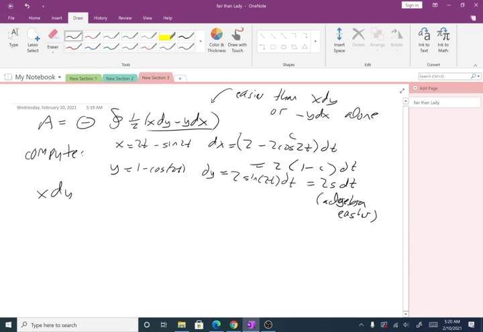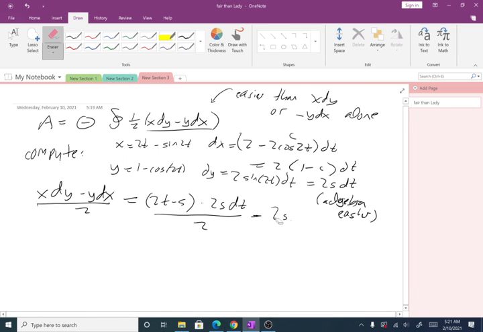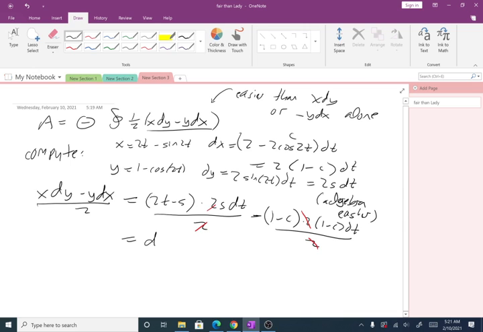So x dy minus y dx divided by 2 will now be t minus s times 2s dt divided by 2, now minus 1 minus c, that's y, times dx, which is 2 times 1 minus c dt, all over 2. So let's cancel these 2's here, and so we end up getting a dt on the outside.